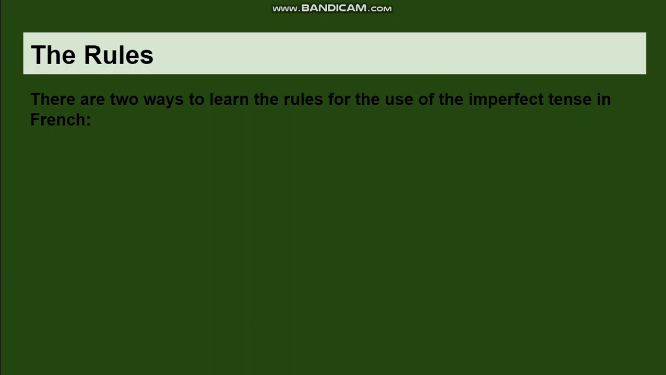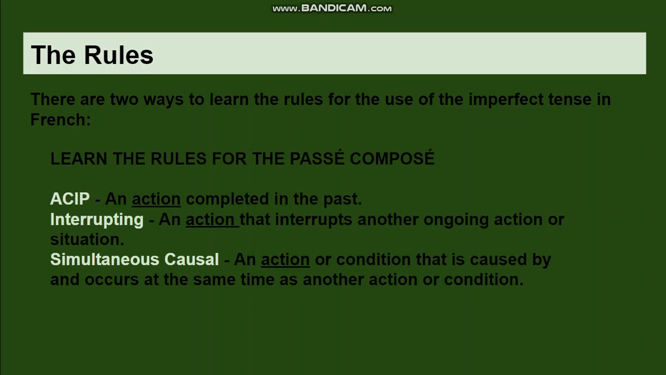So the rules. There are two ways to learn the rules for the use of the imperfect tense in French. One, and the easiest one, is to learn all the rules for the use of the passé composé, because by default, anything else is the imperfect. So, actions that are completed in the past are in the passé composé. An action that interrupts another ongoing action or situation is in the passé composé. And simultaneous actions, like when something happens and causes something else to suddenly happen, are both in the passé composé. Any other action or condition is imperfect by process of elimination.